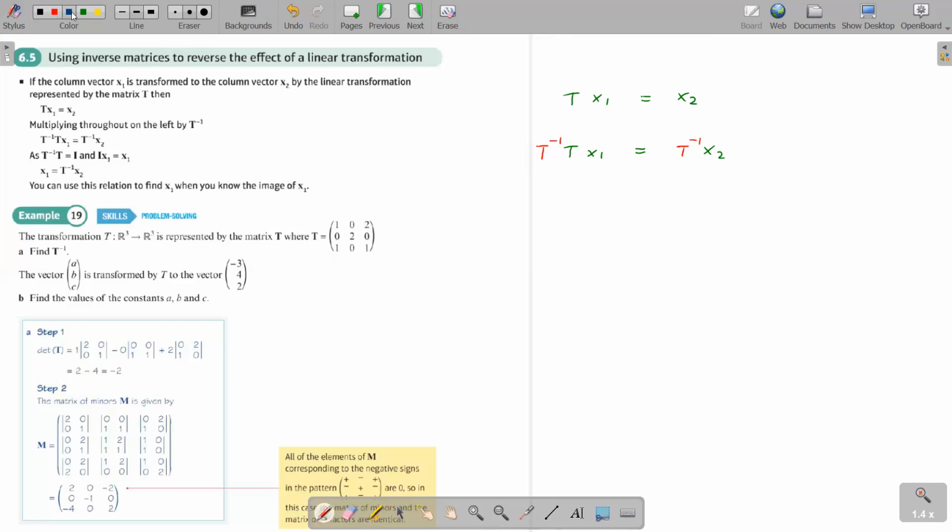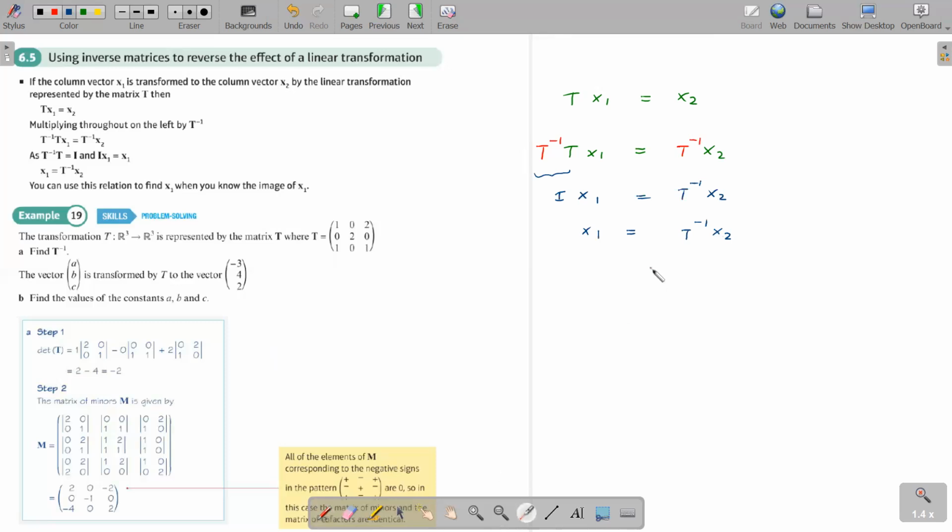T inverse and T multiply to give you the identity matrix. Do you remember this is for the P of 1? Identity matrix times x1 equals T inverse times x2. The identity matrix, when you multiply it with anything, gives just x1. So x1 equals T inverse times x2. Do you agree? Okay, so this is it.